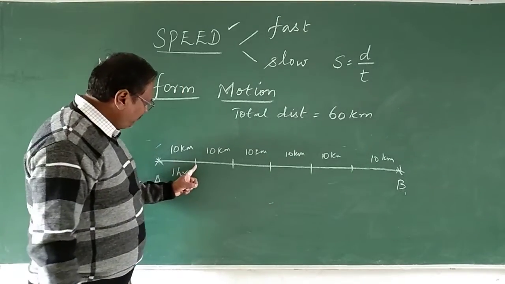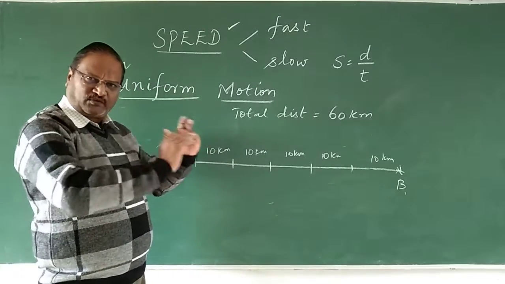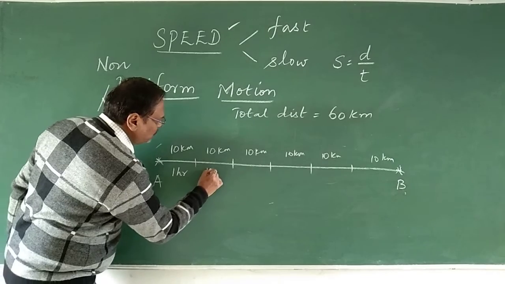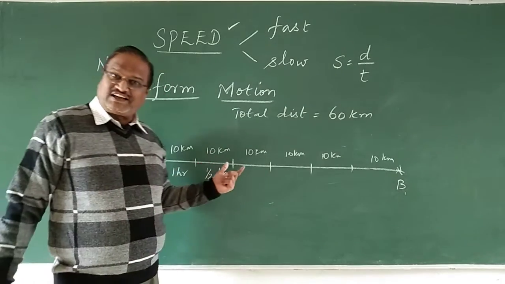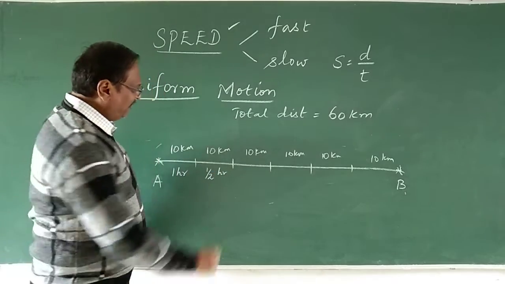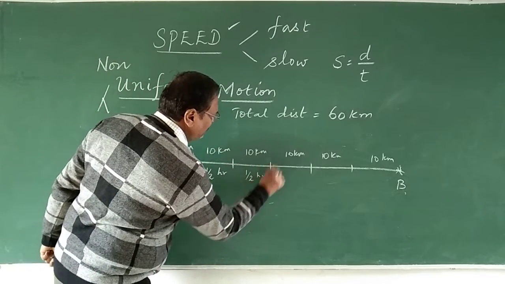Okay? And from here to here, the road becomes a little bit free, so he covers it with more speed and he is taking only half an hour. Right? And again next he is traveling, again he is taking half an hour.